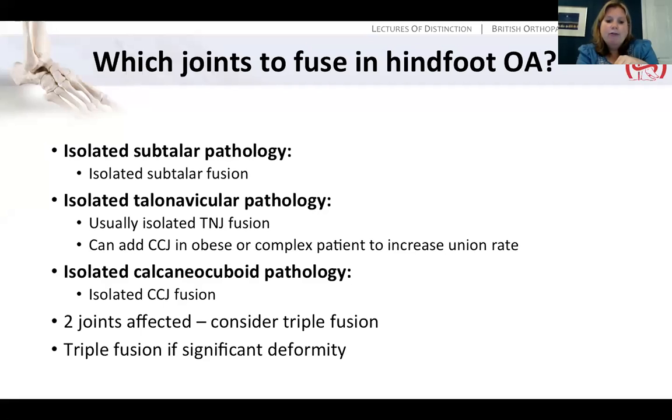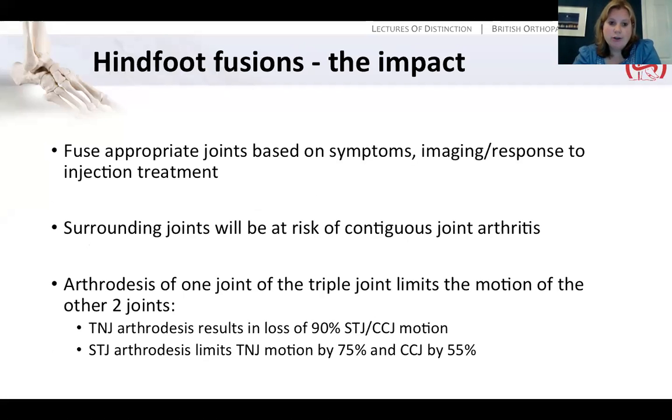If you have very severe deformity in the hindfoot, you can consider something called a triple fusion, which is a subtalar joint fusion, talonavicular, and calcaneocuboid, and can be used to correct many types of deformity. And at the end of the talk, we're going to talk about that in more detail. So it's just important to remember that's the final thing that you can think about. But we're going to talk about the different isolated joint fusions and how they relate to each other.